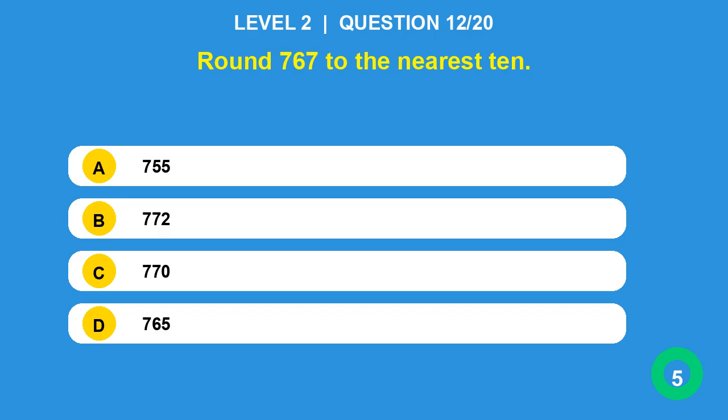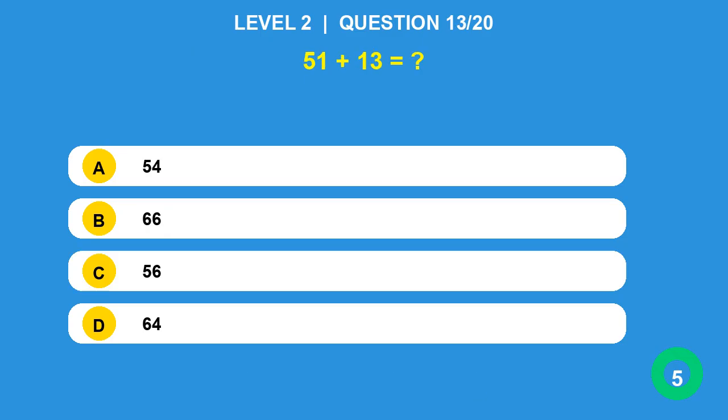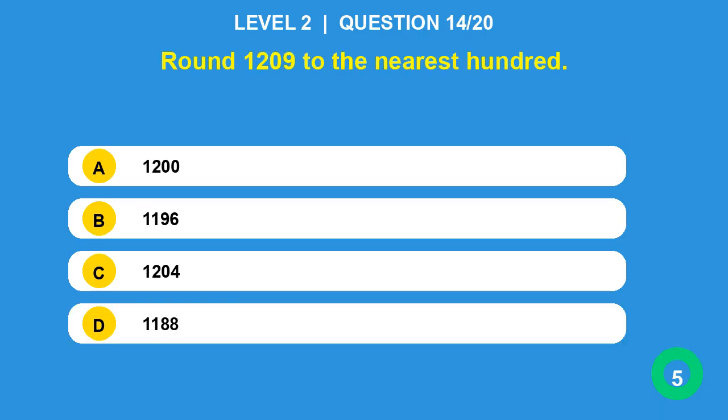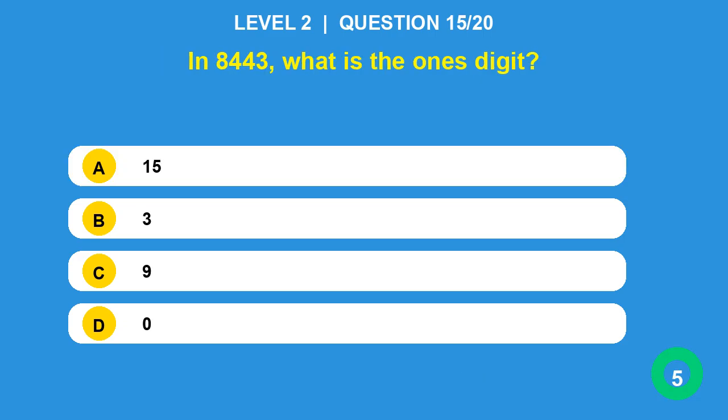Round 767 to the nearest 10. Answer is 770. 51 plus 13 equals? Answer is 64. Round 1209 to the nearest 100. Answer is 1200. In 8443, what is the ones digit?